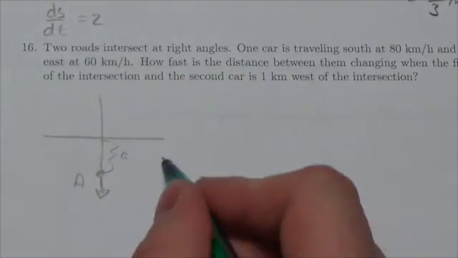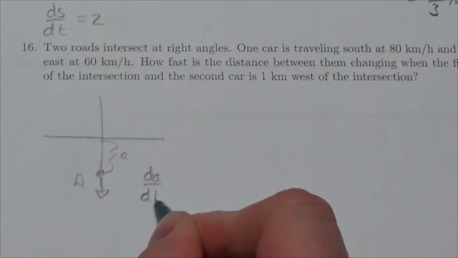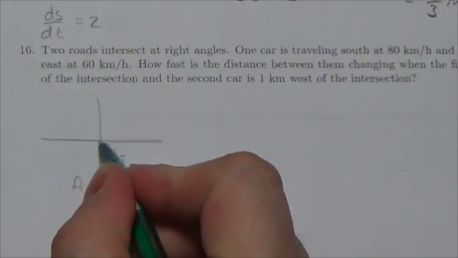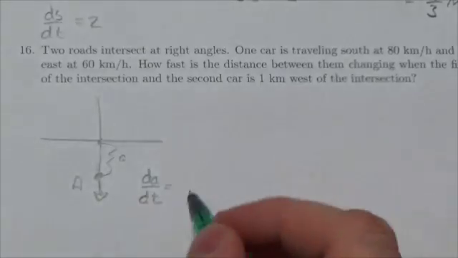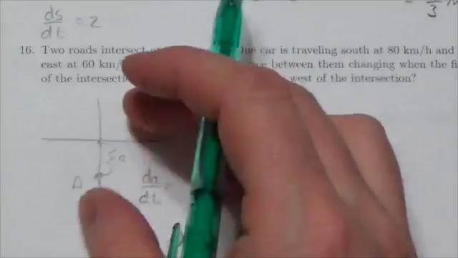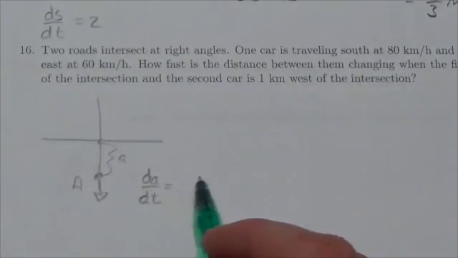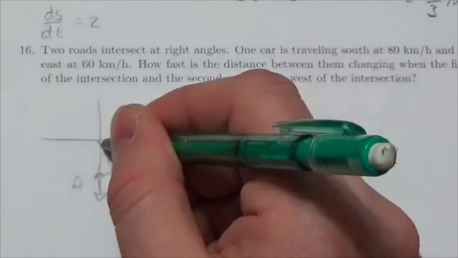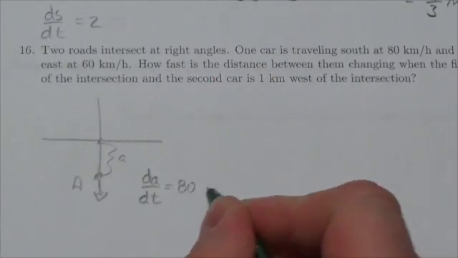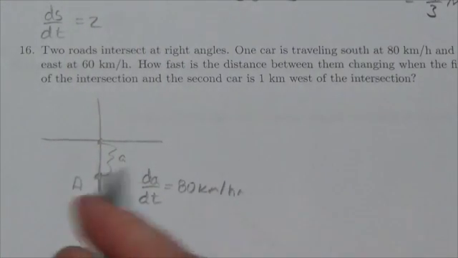Here's A. And so we know that dA by dt is going to be, now there's a couple of ways that you can think about this. You could think of this as a negative speed because it's going south. But because we're talking about the distance away from the intersection, you might think of this as a positive speed because it's increasing that distance. So I'm going to interpret dA by dt as positive 80 kilometers per hour, because it's trying to increase this distance.